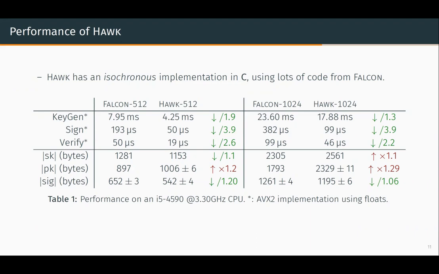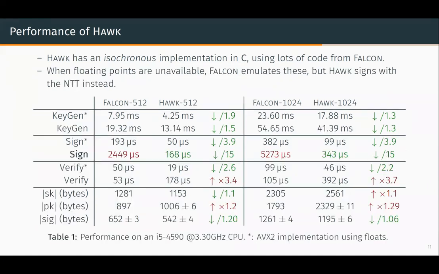And so Falcon did worse when there is no floating point support on the processor. And in that case, you get this performance. Because we only have to multiply things in this ring, with Hawk we can use the NTT in signing, but also in verification. And there we get this factor 15 speed up for signing.